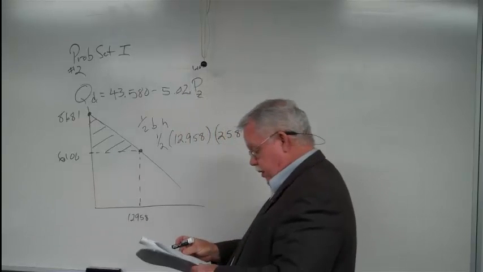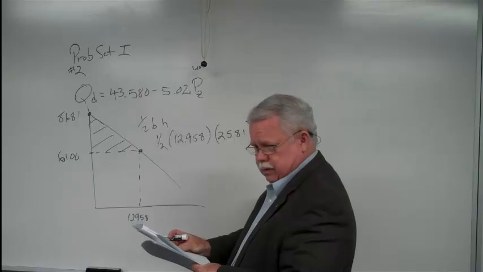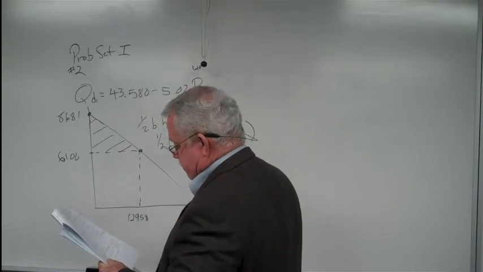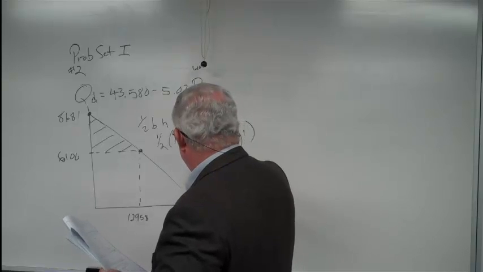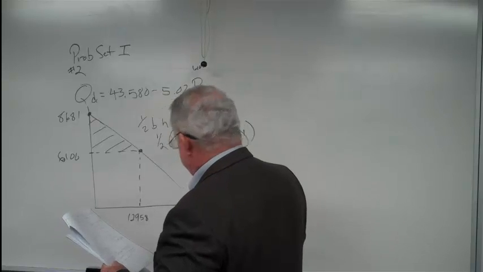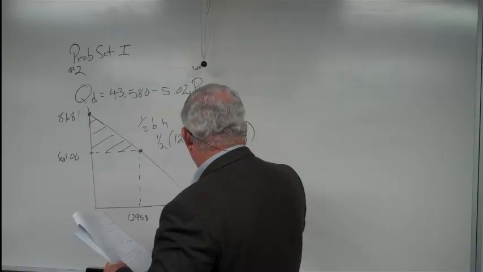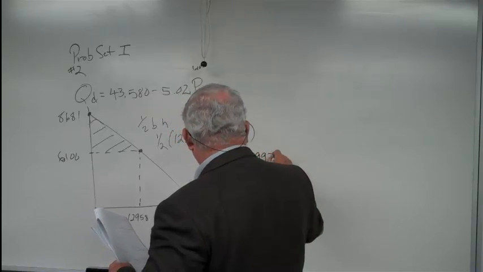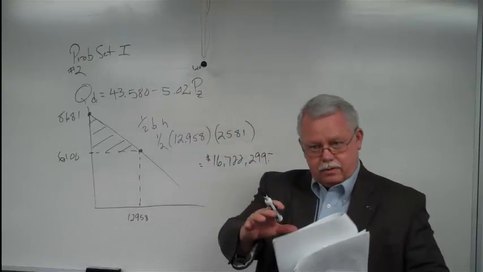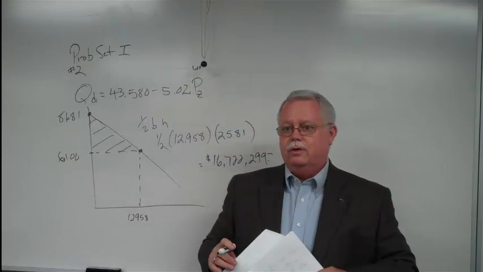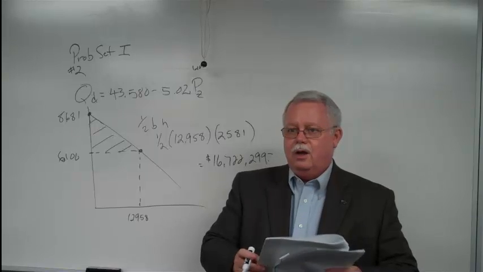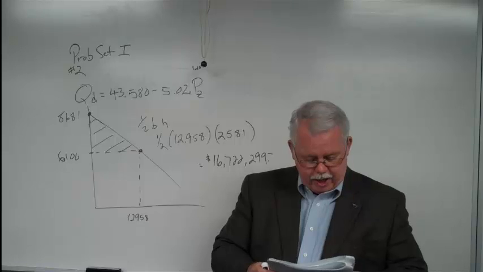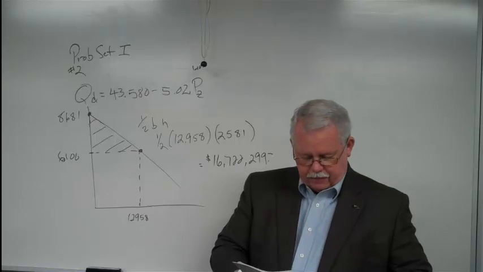And then, of course, we do that in our head because it's fairly simple. I just showed the final answer here: $16,722,299. Okay, now, that's what we did. Where is your confusion? On problem set 2, letter K, yes, please, L and M also. K, L, and M.